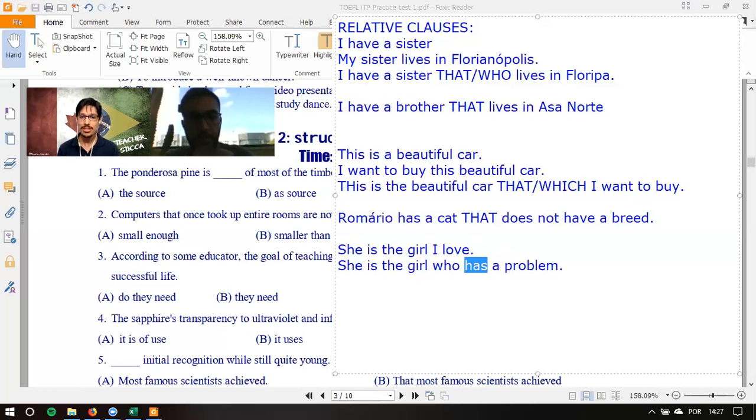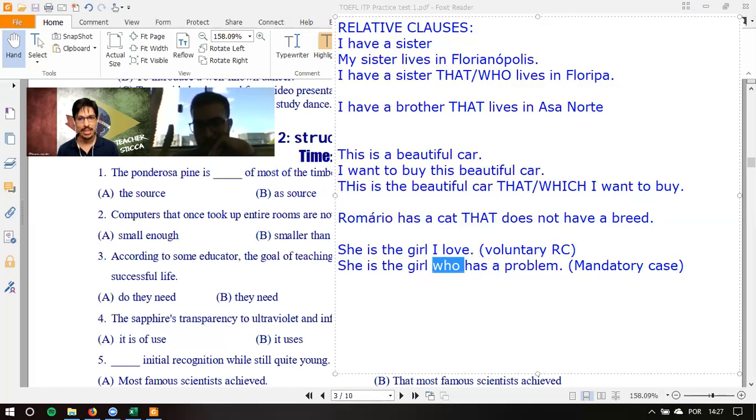So Romário, here's the thing, dude. You say that this is a voluntary relative clause. And here, it's a mandatory case. Okay? So this is very important because I have already seen this in TOEFL ITP. After the relative clause, you need a verb or not. And in this case, it's voluntary. It's not wrong to take it away. In this case, it's mandatory. Because it's a verb.